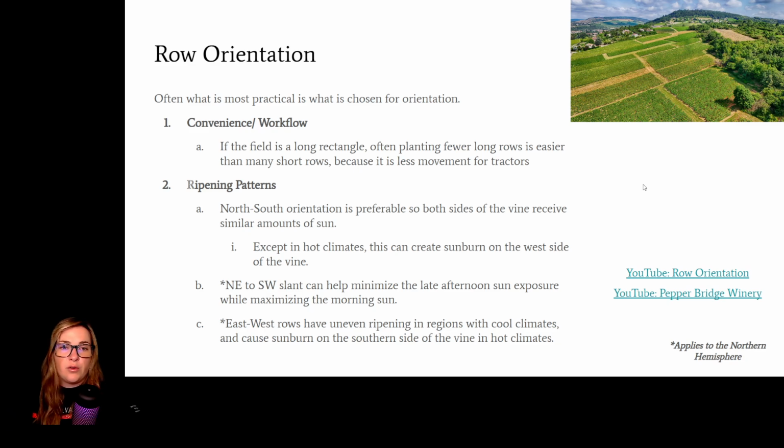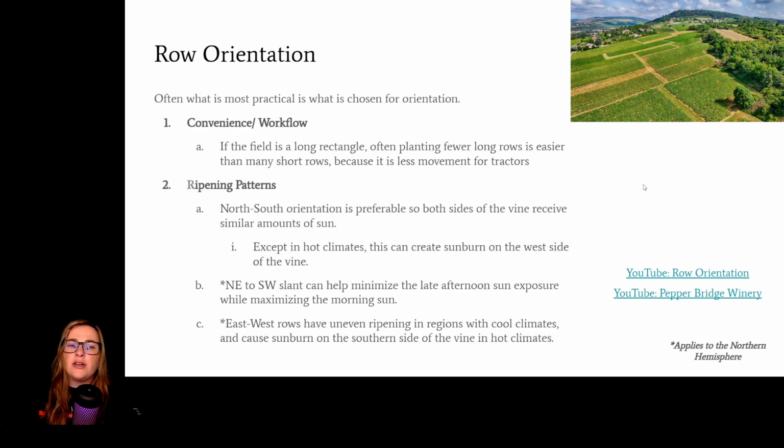So convenience and workflow. If the field is a long rectangle, often planting fewer long rows is easier than many short rows. It's less movement for tractors, right? The tractor is just going in a straight line for a longer period of time rather than turning around over and over again. This can be a lot more efficient on your time.